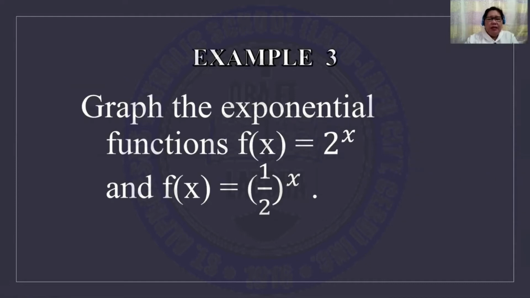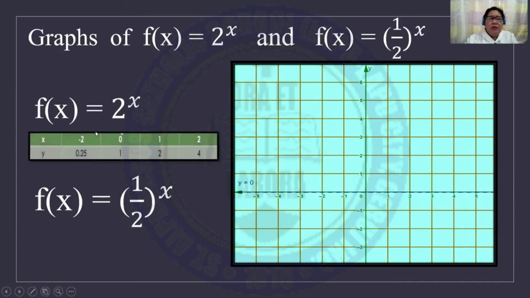f of x is equal to 2 raised to x, and f of x is equal to 1/2 raised to x. For the table of values for the first function, 2 raised to x, we have -2, 0.25, 0, 1, and so on.